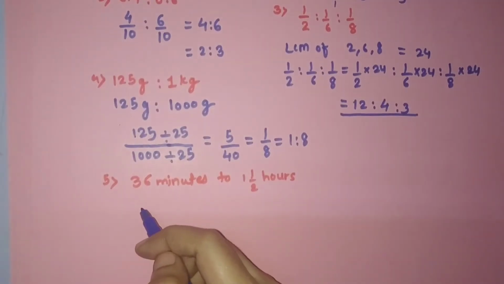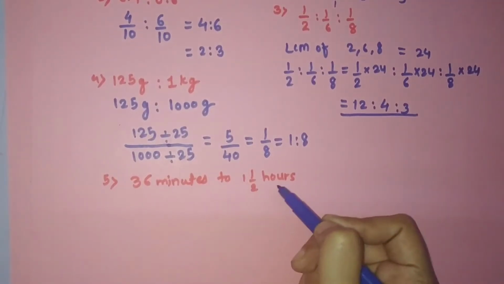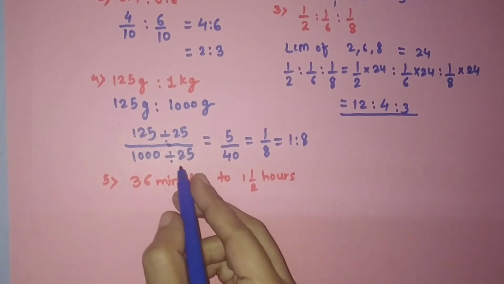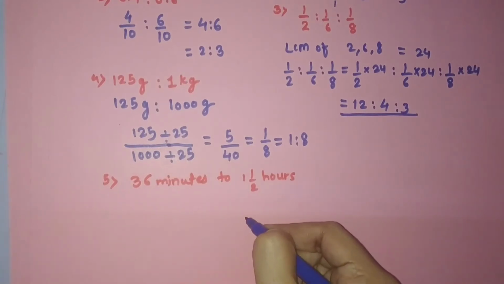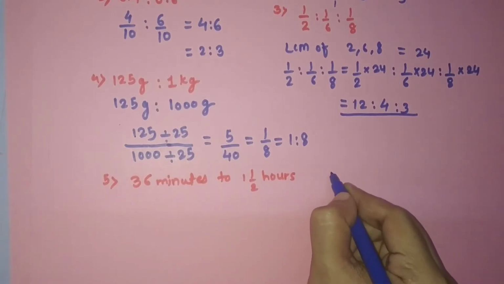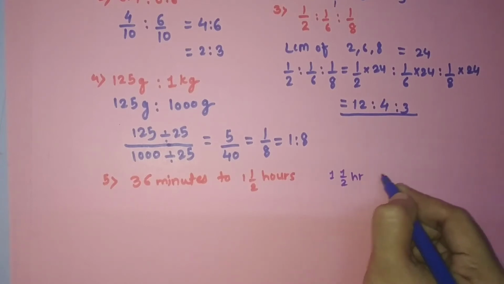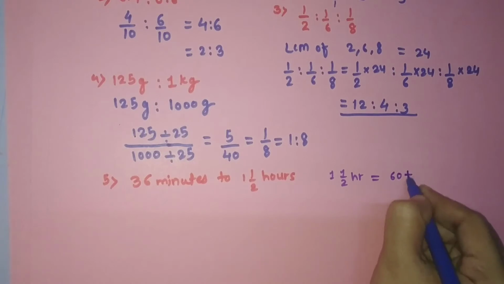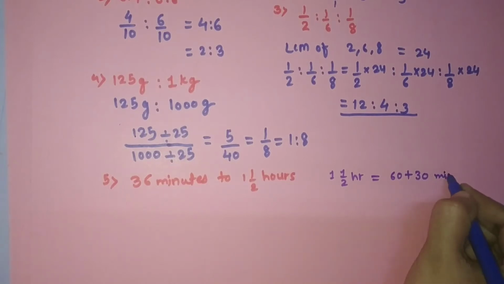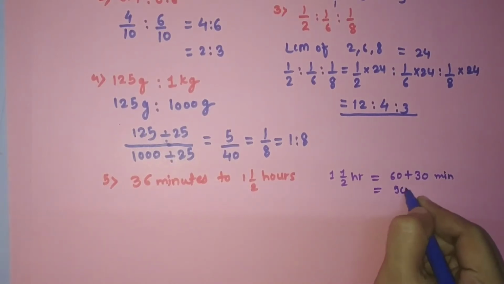So now we'll simplify the ratio 36 minutes to 1.5 hours. So friends, these hours we need to write in minutes. So we know that 1 hour is equal to what? 60 minutes. So 1 hour is equal to 60, plus these 30 minutes. So friends, we'll get 90 minutes here.